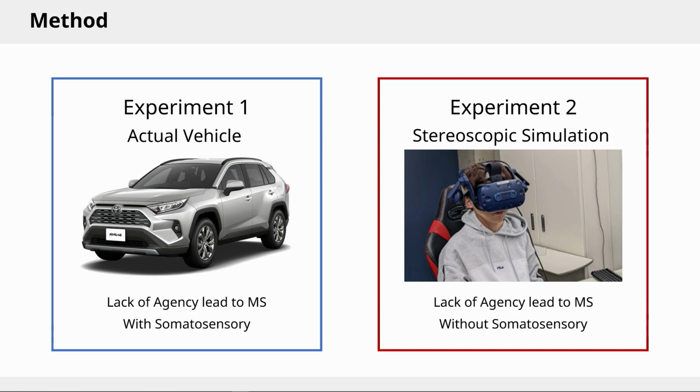Two experiments were conducted. One is an actual vehicle experiment, and the other is a stereoscopic simulation experiment. In both environments, the lack of agency leads to motion sickness. On the other hand, the actual vehicle experiment presents somatosensory perception, while the stereoscopic simulation does not.